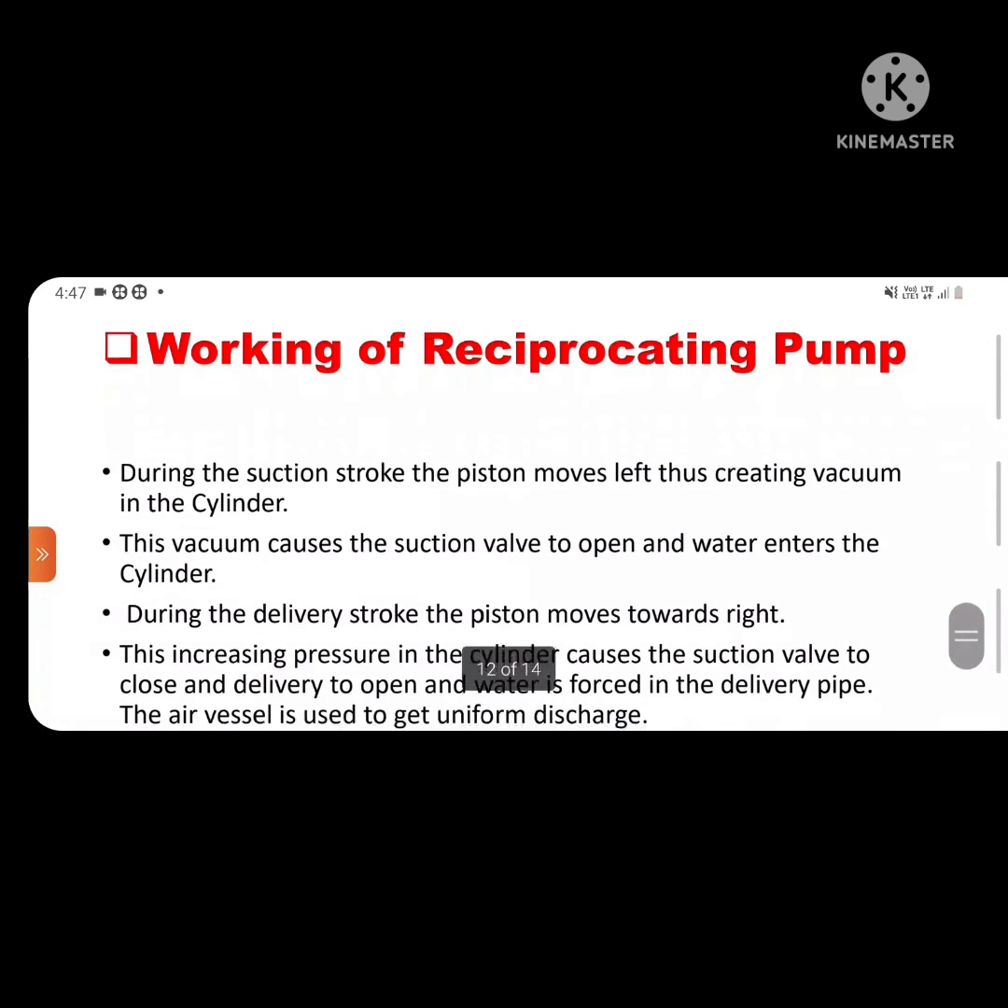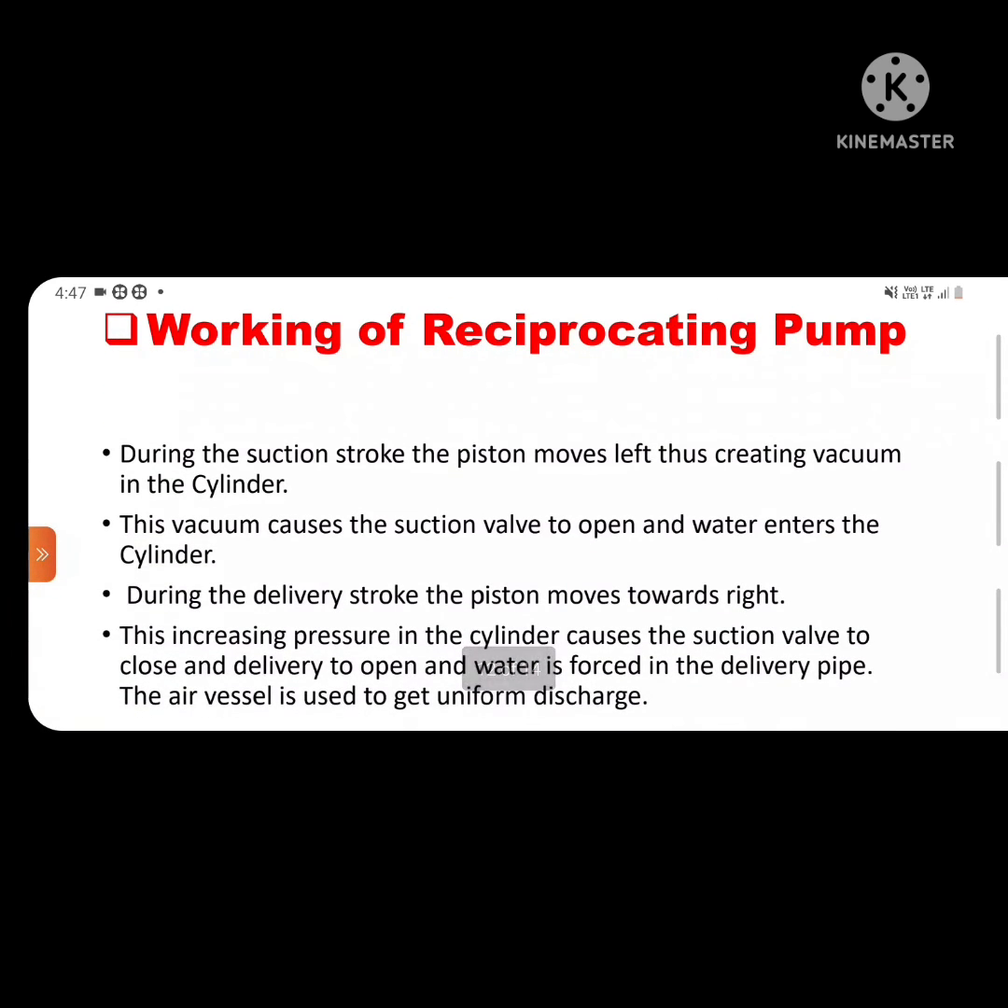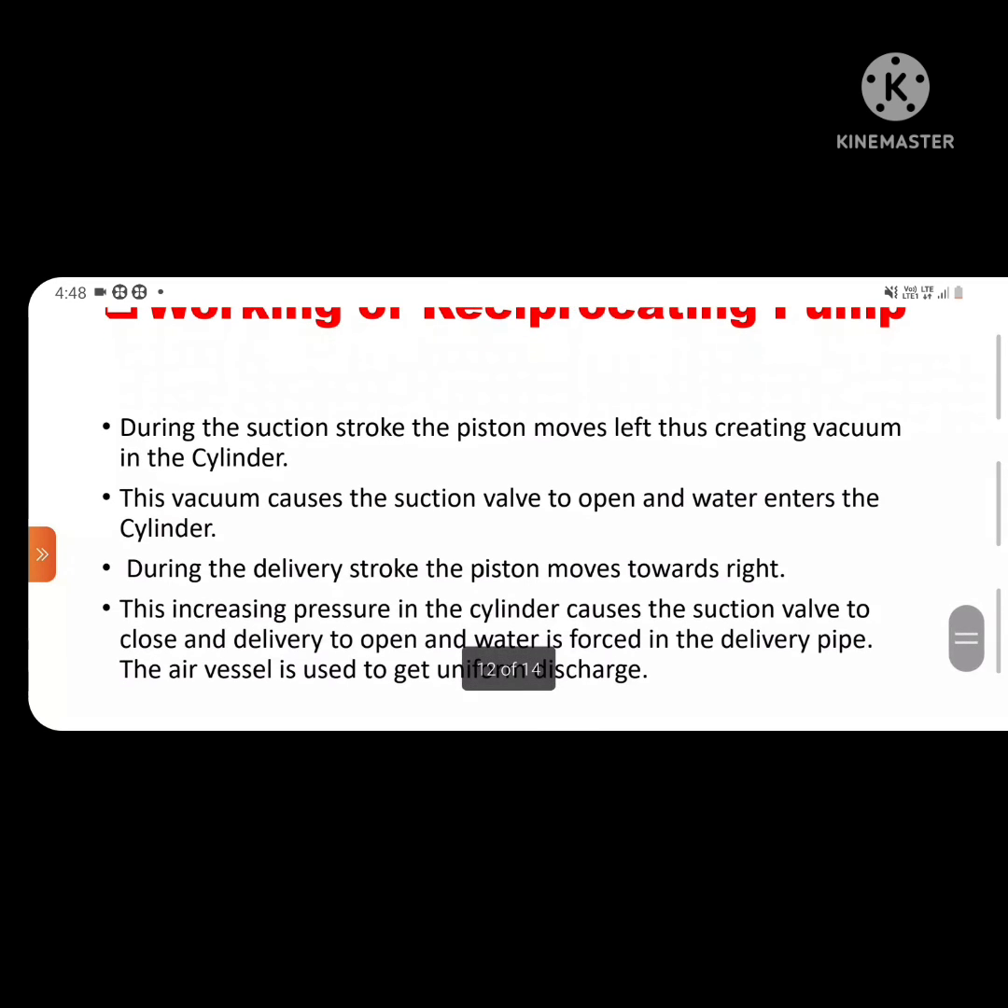Working of the reciprocating pump. During the suction stroke, the piston moves left, thus creating a vacuum inside the cylinder. This vacuum causes the suction valve to open, and water enters the cylinder. During the delivery stroke, the piston moves towards the right, that is the forward direction. The suction valve is closed and the delivery valve opens, and the water is forced into the delivery pipe. The air vessel is used to get uniform discharge, as already told.